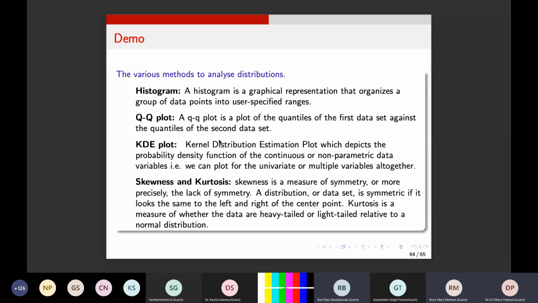So to conclude, in this particular session, I tried to give some insights on the fundamental statistics and also the models.